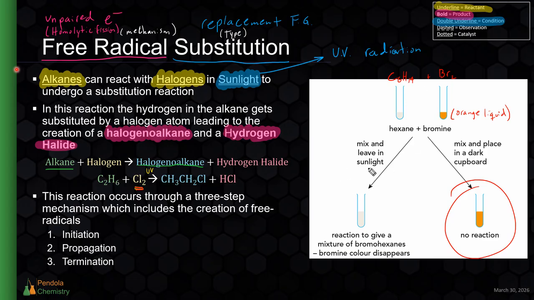Whereas if we do this in the presence of sunlight, these two would react with each other to create some form of halogenoalkane and HBr. That means the concentration of bromine is going to decrease. So what do you think is going to happen to that orange color of bromine? It's going to disappear. If we mix these two in the dark, nothing happens and they remain orange. But if we mix them in sunlight, we get rid of that orange color. Bromohexanes are actually colorless, and so that color disappears.